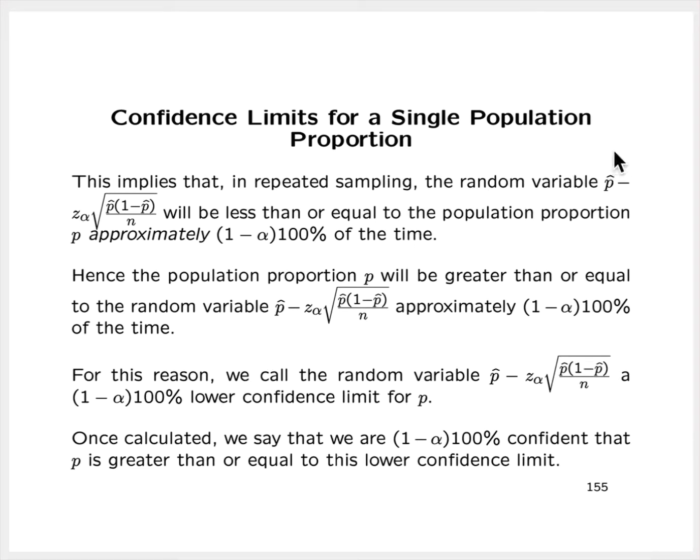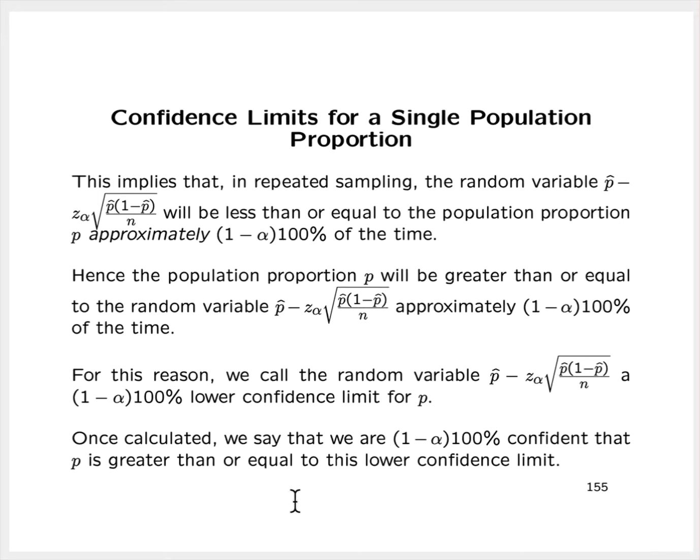This implies that in repeated sampling, the random variable p hat minus z sub alpha times the square root of p hat times 1 minus p hat over n will be less than or equal to the true population proportion p approximately 1 minus alpha times 100% of the time. And therefore, the population proportion p will be greater than or equal to this same random variable approximately 1 minus alpha times 100% of the time. For this reason, we call the random variable given by this quantity a 1 minus alpha times 100% lower confidence limit for p.